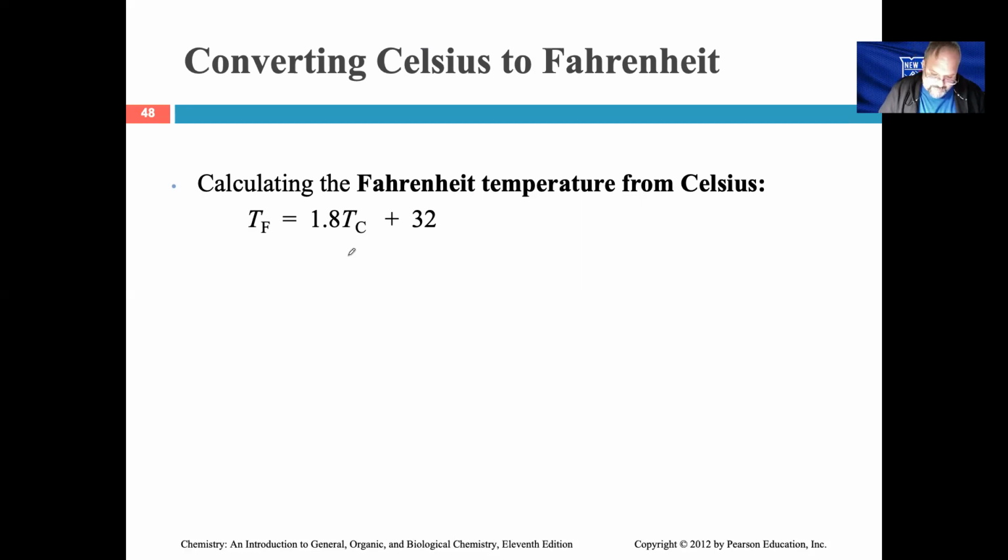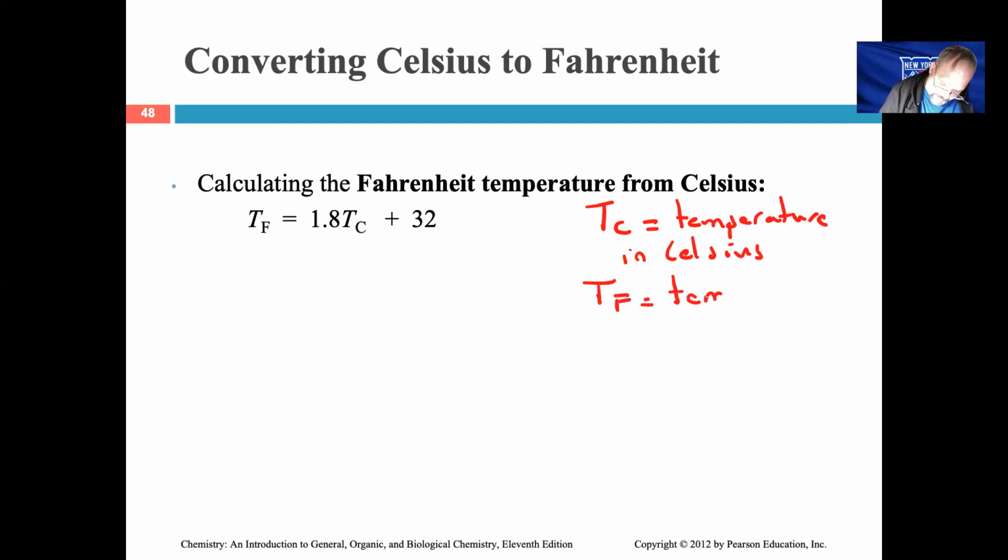To take a Celsius temperature and convert it into Fahrenheit, you take 1.8 and multiply it by the temperature in Celsius, so TC is your temperature in Celsius. And then you add to that 32, and that will give you the temperature in Fahrenheit.